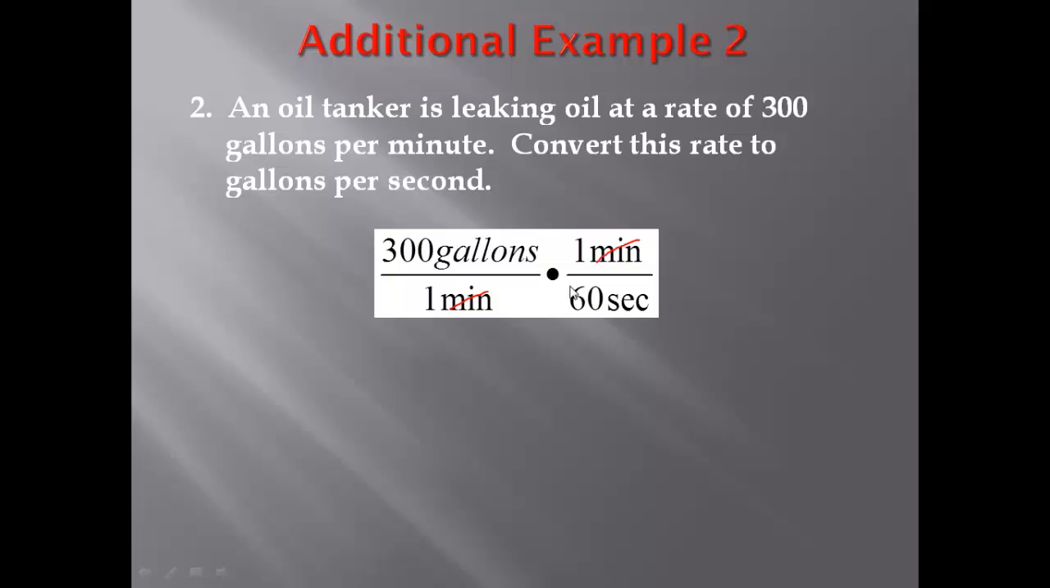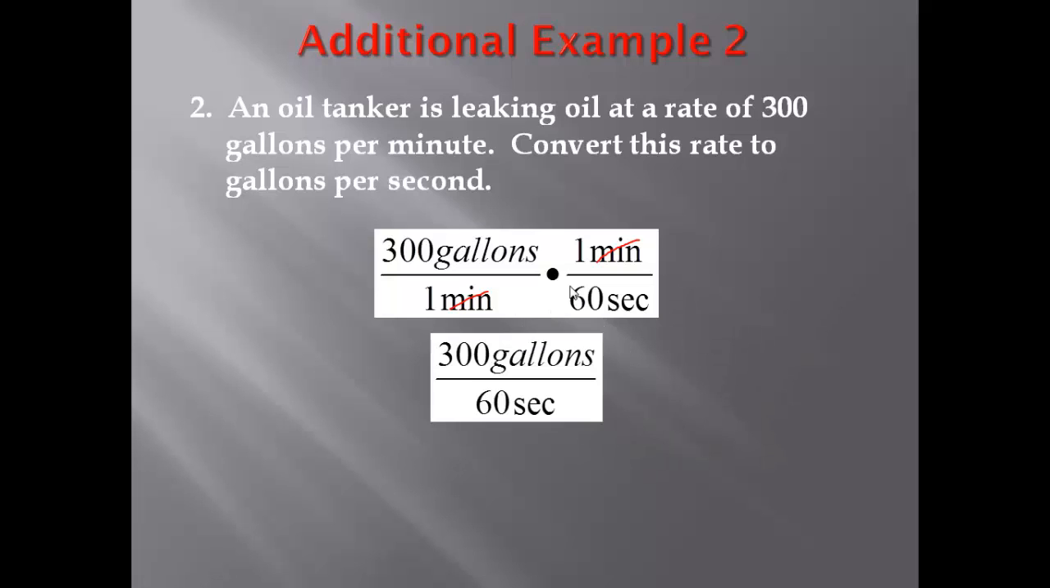Now when I multiply this out, I'm going to have 300 gallons on top and 60 seconds on the bottom, because 300 times 1 is 300 and 1 times 60 is 60. Now I can divide 300 by 60, and I will get 5, and then my label would be gallons per second.